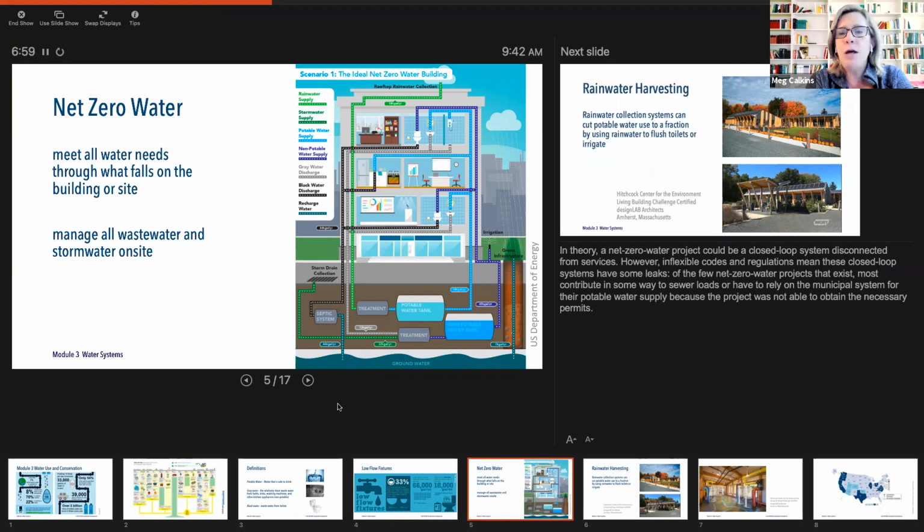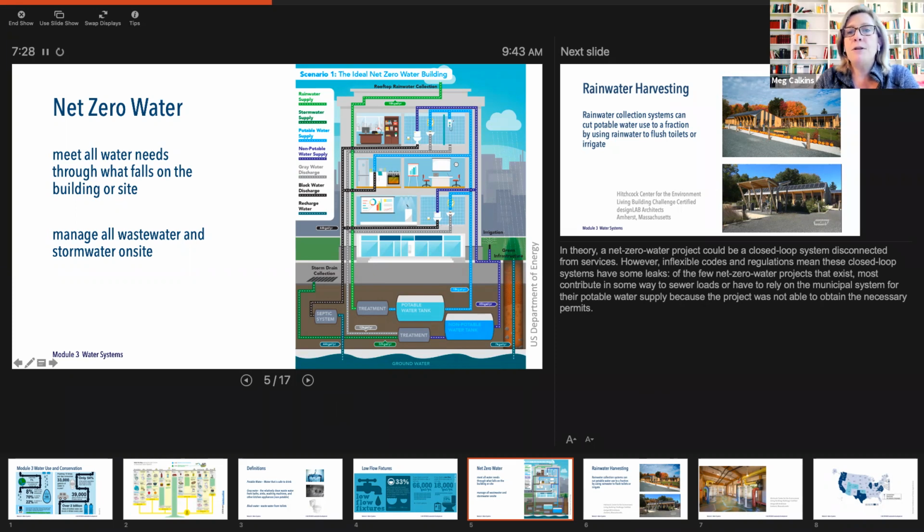So there's a new goal in sustainable buildings and in sustainable sites called net zero water. This is where you meet all the needs of a building through what falls on the building or on the site. You also manage all wastewater and stormwater on site. So this is a bit of a complicated diagram, but let's just walk through it, and I'll try and walk you through it with my cursor.